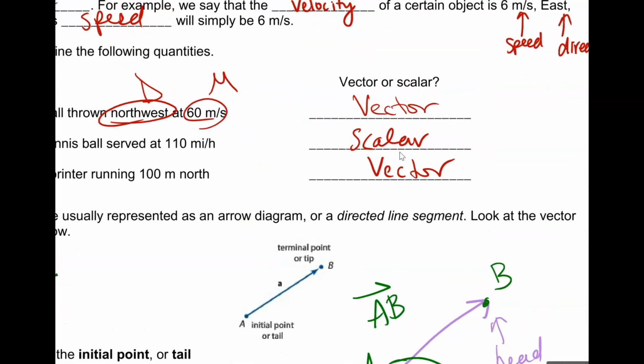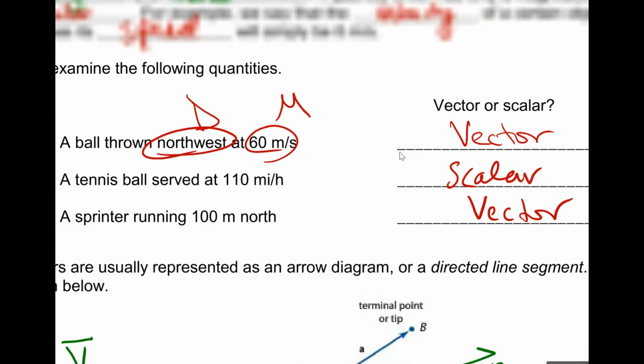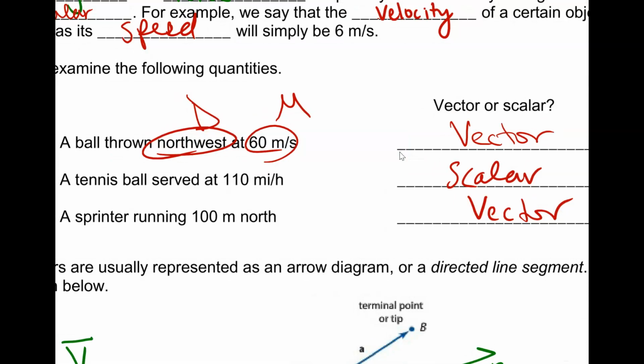So if we look, okay, is it a scalar? A ball thrown northwest at 60 meters per second: northwest is the direction, 60 meters per second is the magnitude. A tennis ball served at 110 miles per hour. Well, I hope that's not served at me. It does not say the direction, so it's just a scalar. Versus a sprinter running 100 meters north. Okay, 100 meters is the magnitude, north is the direction. So this is definitely a vector quantity.